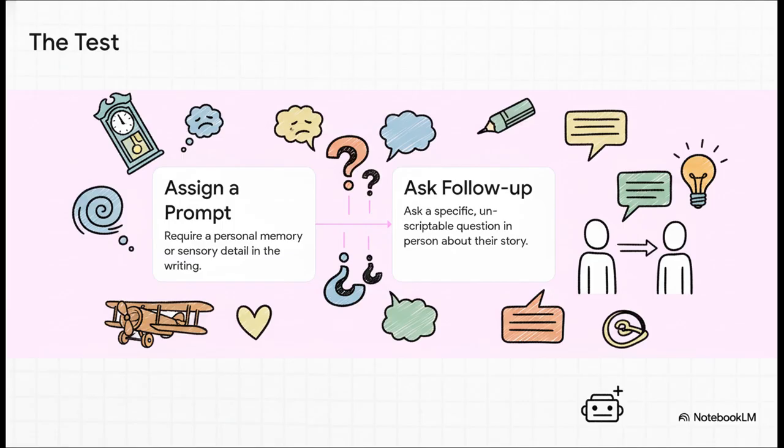Then, step 2, if the essay they turn in feels kind of generic, pull them aside and ask a specific, unscriptable follow-up question. Something like, hey, you wrote about your grandpa's workshop. That's so cool. What were you guys building in there? A student who actually has that memory will have something to say, even if it's not perfect English. A student who used AI, they're probably just going to freeze.